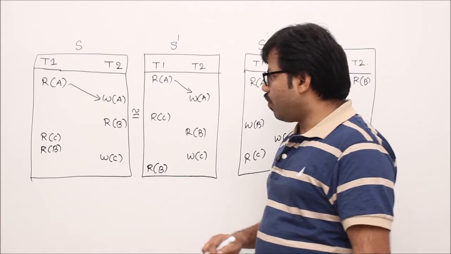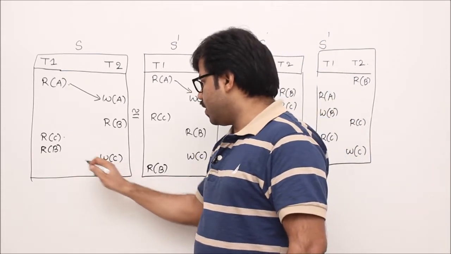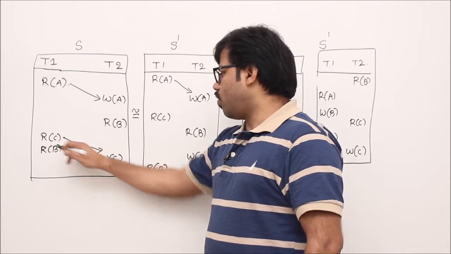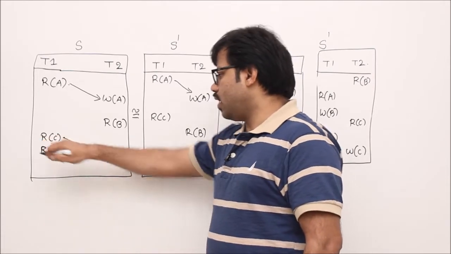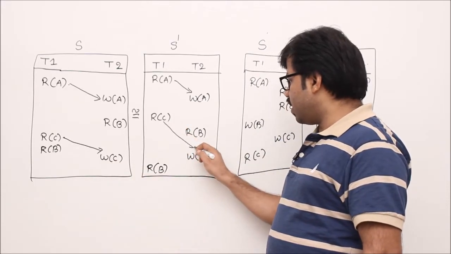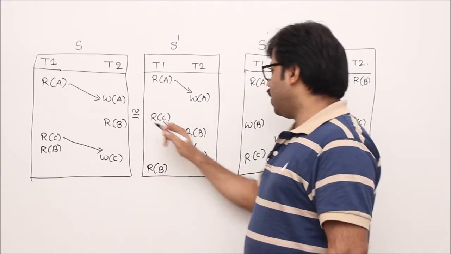Next. Any other conflict operation? We have read C to write C, correct? In between you can have read B also. Not a problem. Still it is a conflict because it is a read operation and it is a write operation. So here also read C to write C, there is the same order, right? T1 to T2, T1 to T2.